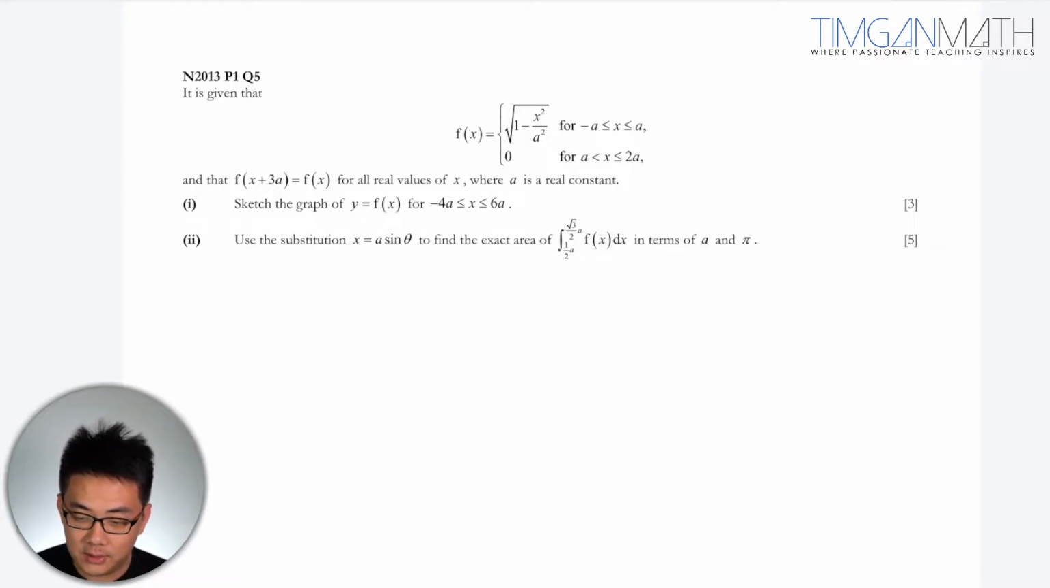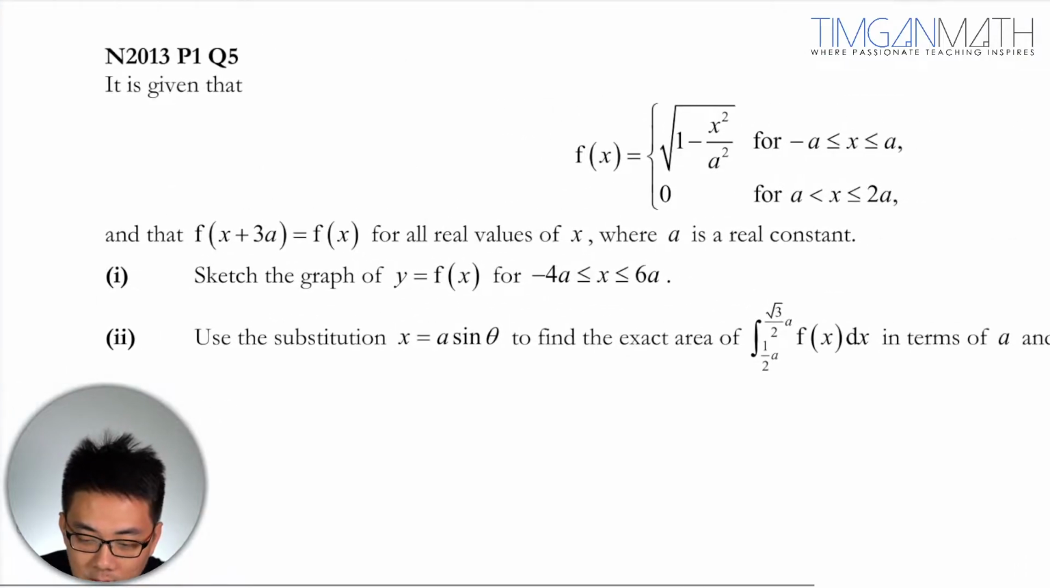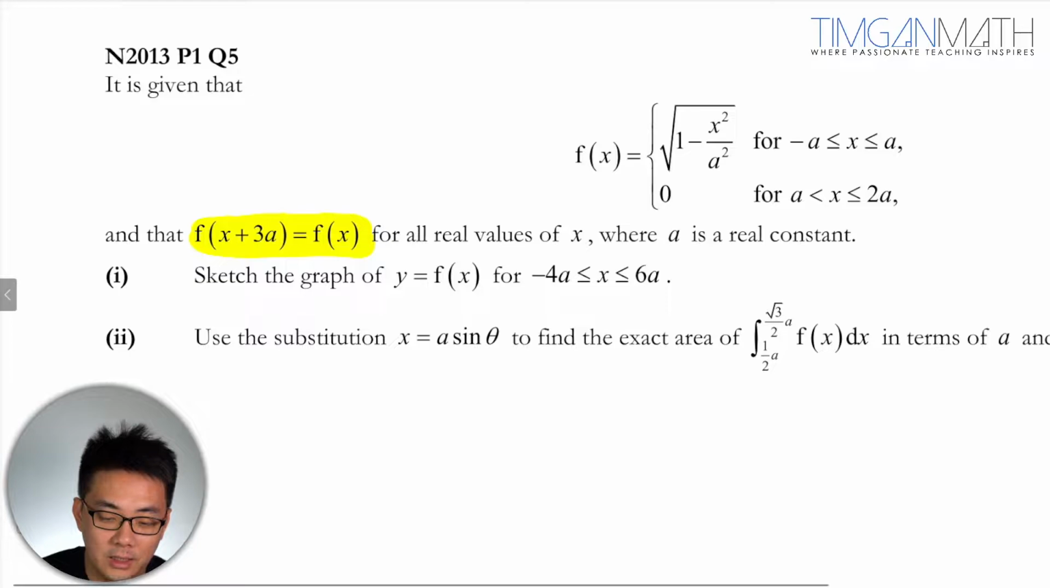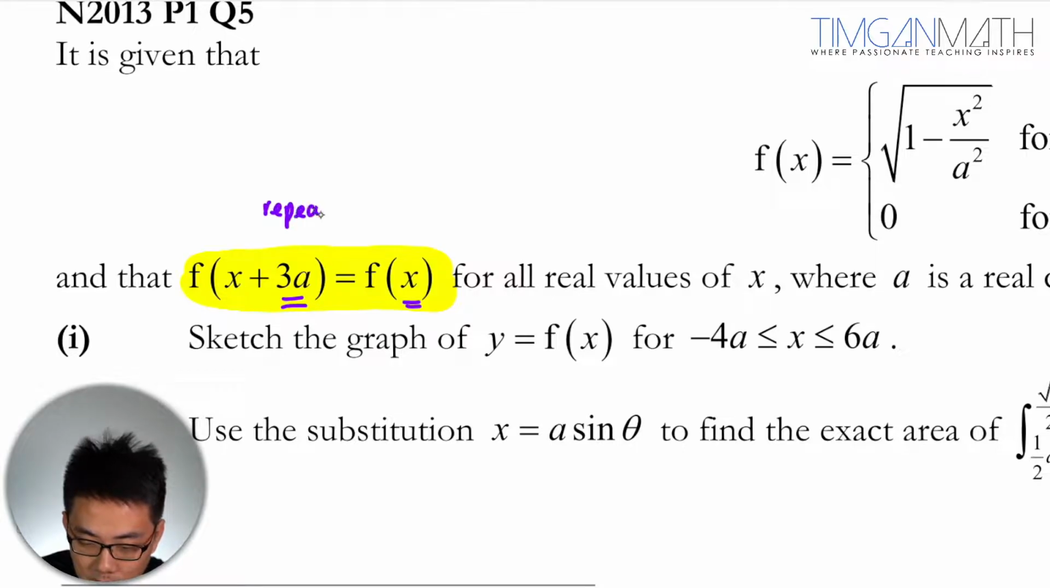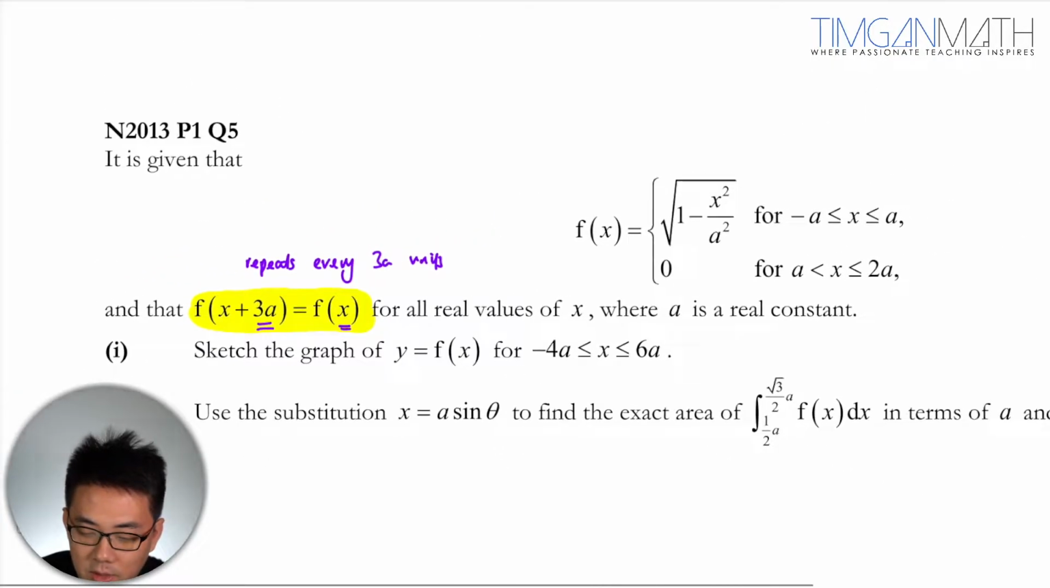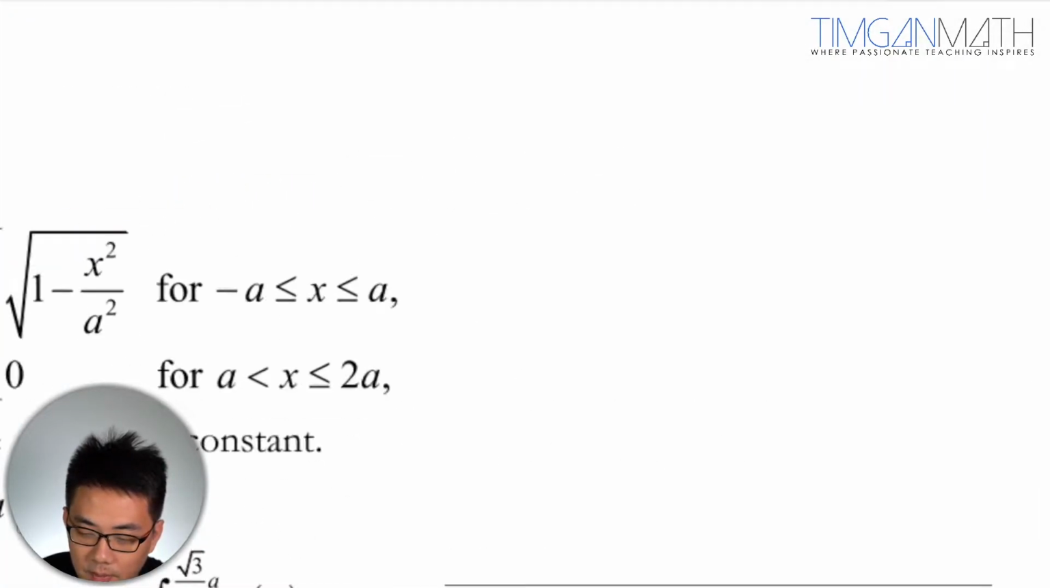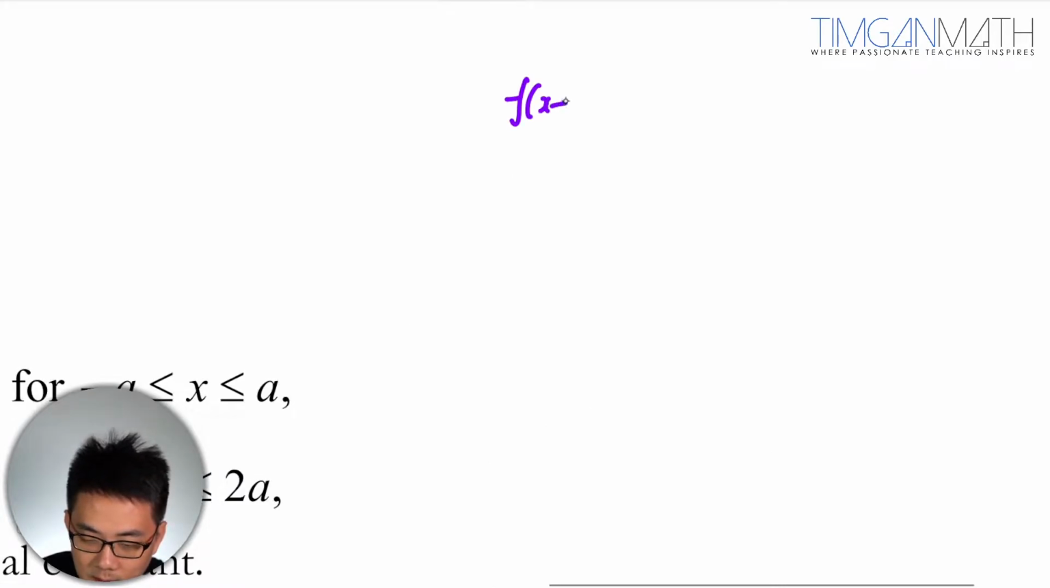Okay, so let's look at this one, 2013 paper 1 question 5. Same thing. This tells you that this is 3 repeating units. So for those of you who join us later just now, we missed out the first part. This repeats every 3a units. Okay, the rationale is very simple. So if you put f(x + 3a) equals to f(x).